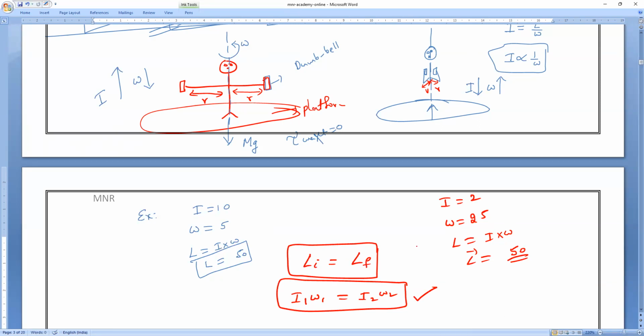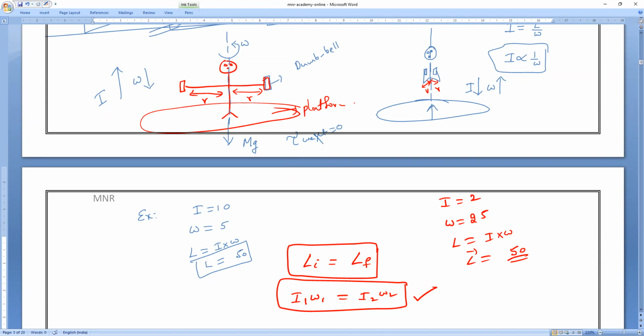You can calculate using this formula for simple numericals and all. Anybody having any doubt, you can ask me. So angular momentum before is equal to angular momentum after. That is what you have to remember. I hope you all understand.